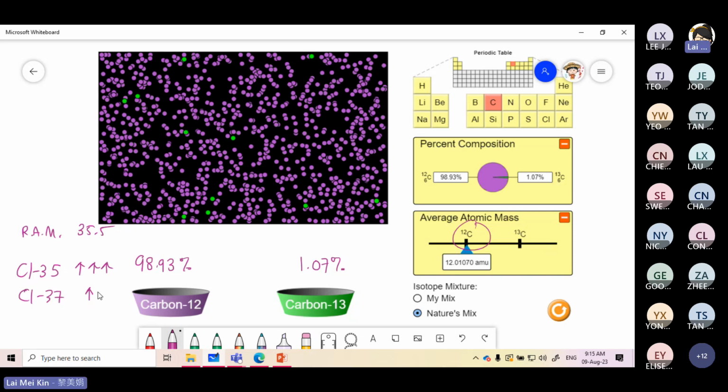And if you're lucky enough, A, B, C, D, there's only one answer with a higher chlorine 35. Then you're smart enough, you can get the answer. I'm teaching you like if you are really very weak, you don't remember the calculation that we have done in class. This is another way for you to figure out the answer as well.